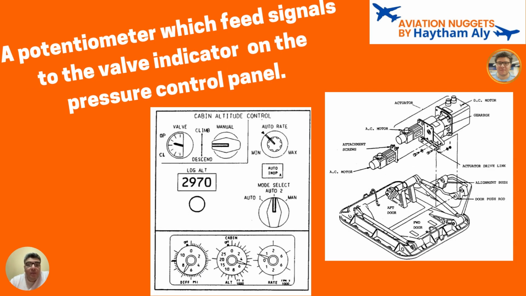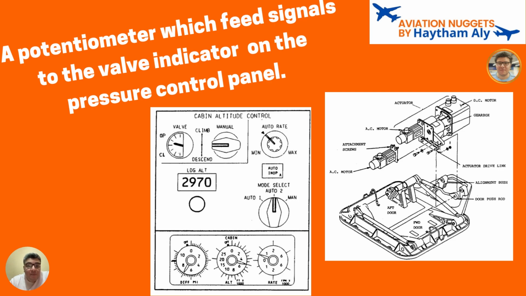Okay, everybody. So what else on the outflow valve? We may have a potentiometer which feeds signals to the valve indicator on the pressure control panel, or in modern sophisticated aircraft on the ECAM display or EICAS display. The pilot needs to know the status of the outflow valve, whether it is open or closed. So the potentiometer feeds signals to the valve indicator on the pressure control panel to allow the pilot to know the status of the outflow valve.